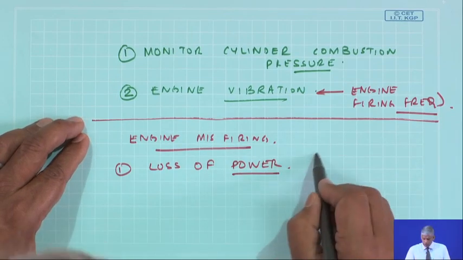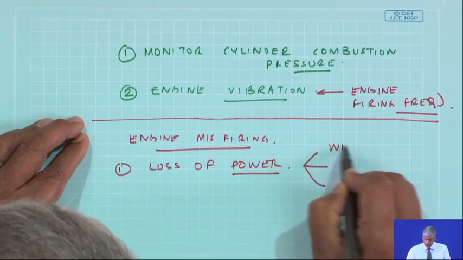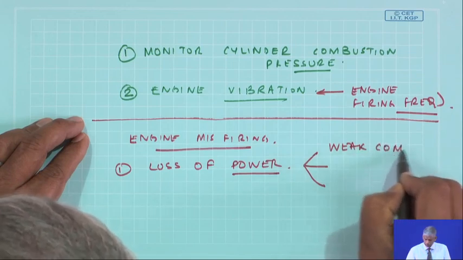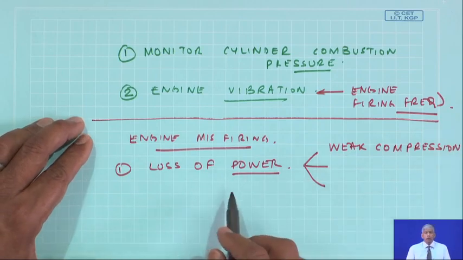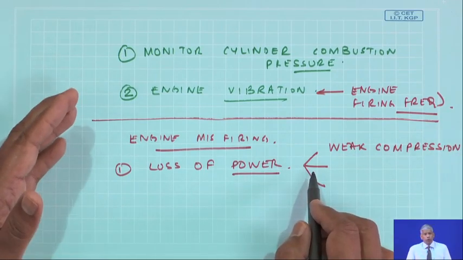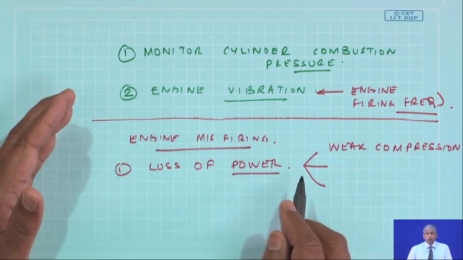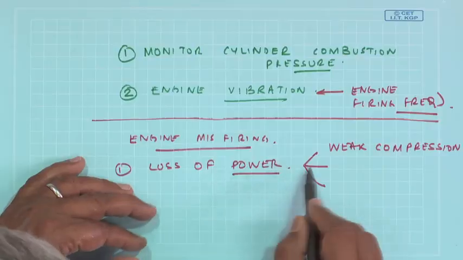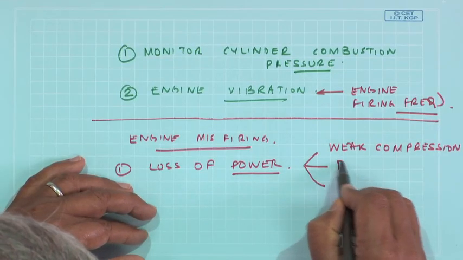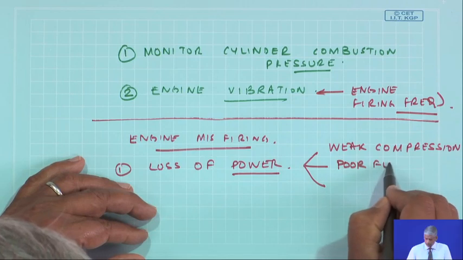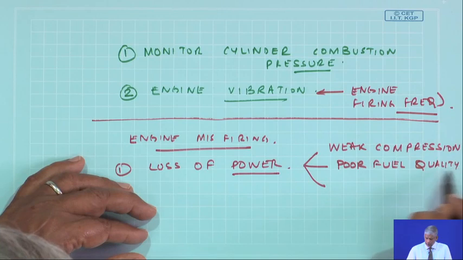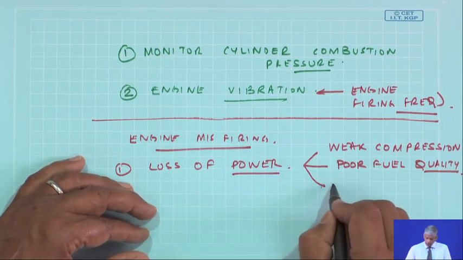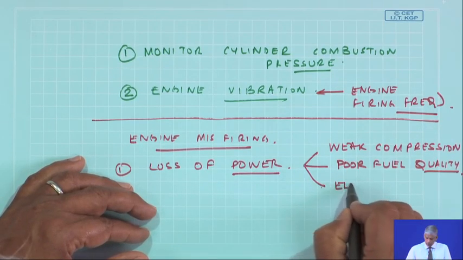Loss of power could be because of many reasons. Weak compression occurs because there will be a lot of blow-by, and the cylinder rings have worn out so much that there is a lot of clearance between the piston and the cylinder walls. So, loss of power could be because of this. Poor fuel quality and quantity as well. Engine misfiring because of an electrical problem.